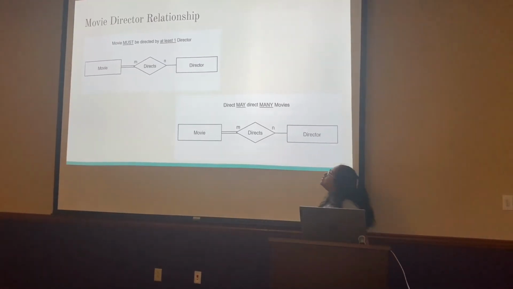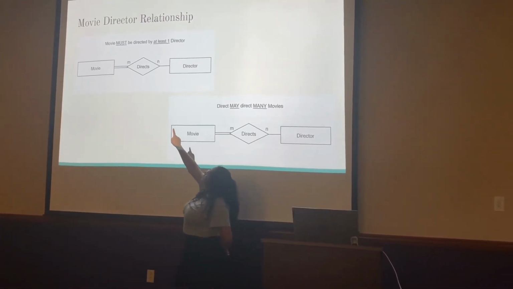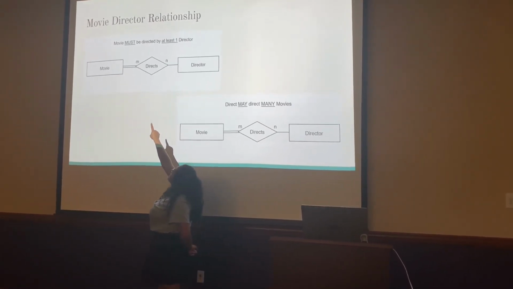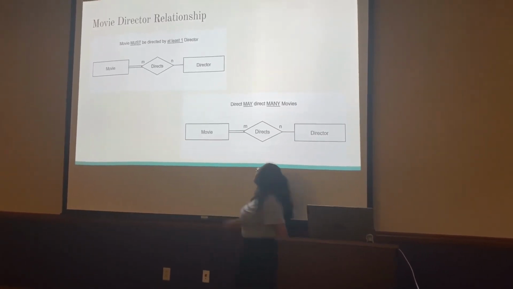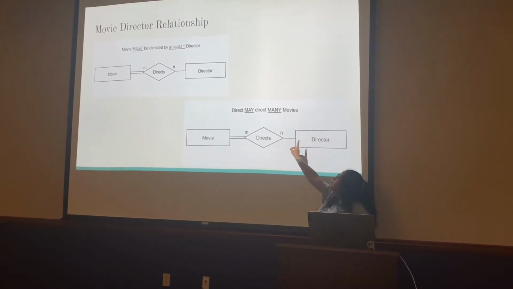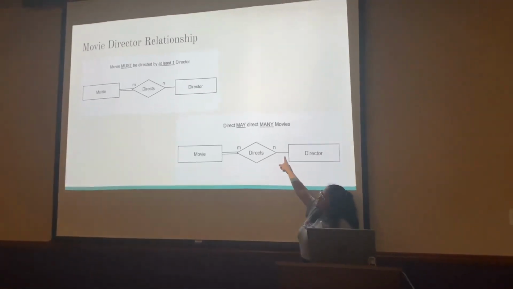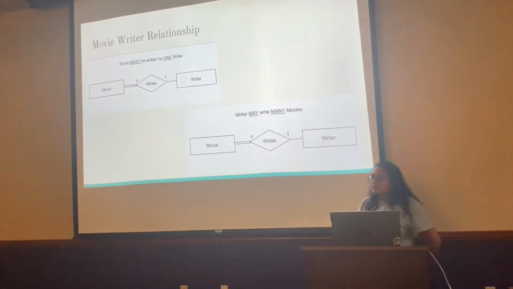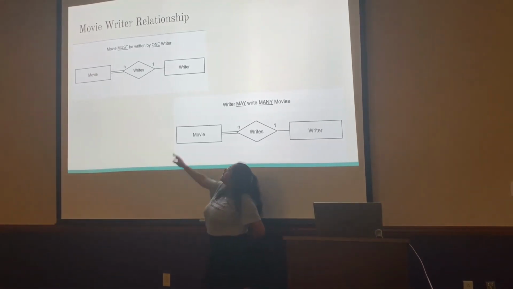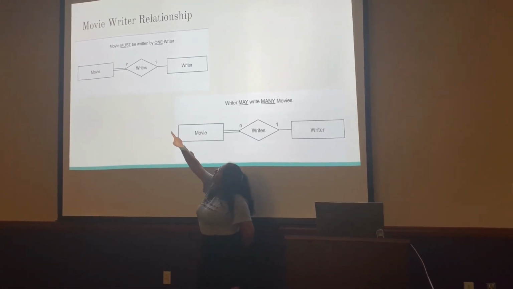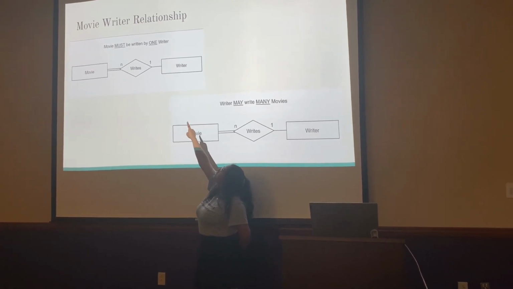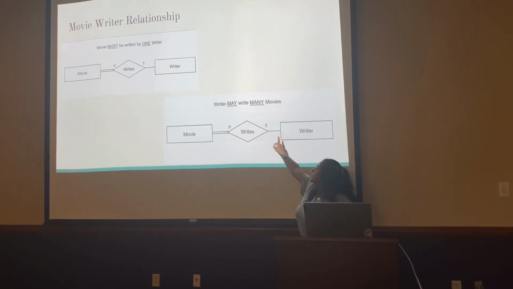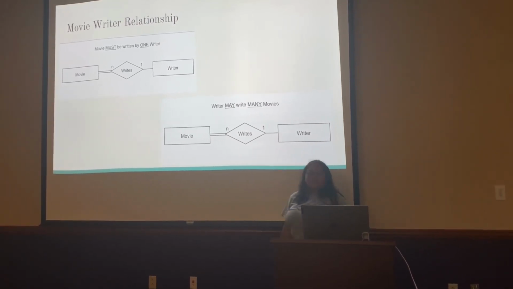Next we have our movie director relationship. So the movie must be directed by at least one director. We have a double line right here to the end relationship, and then over here, director may direct many movies. That's why we have a single line over here. Next, we have our movie must be written by one writer. So we have the double line right here to a one writer. And then we have our writer may write many movies. So we have the single line to end to represent that.